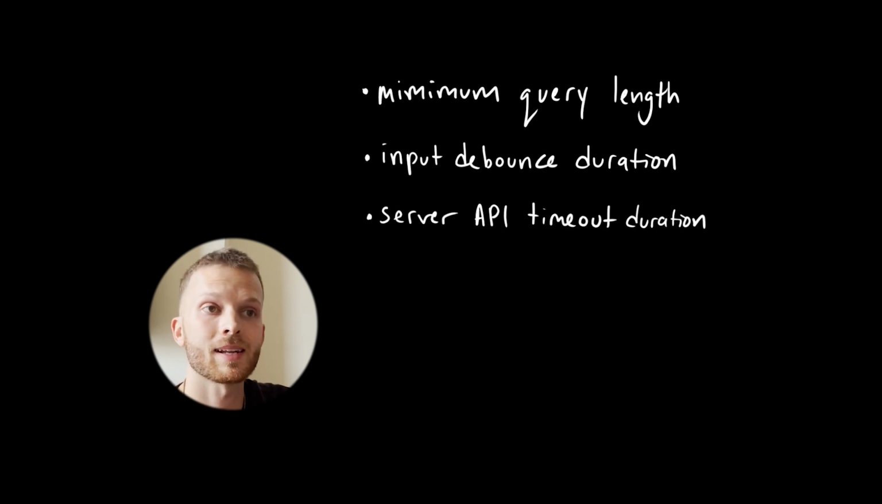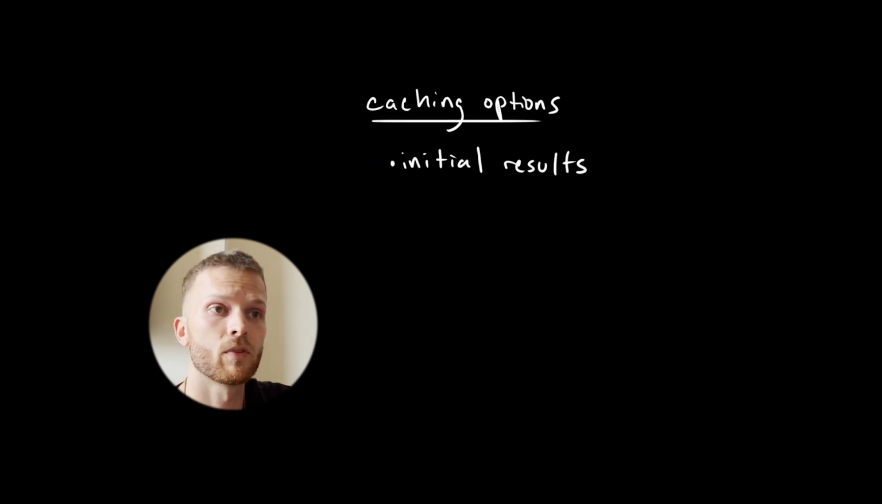We should also provide an API timeout duration. This is useful because in the event that something's gone wrong with the server, we don't want it to just hang forever. It should actually give us some useful error or feedback if it's been idle for a certain period of time. We should also provide some options relating to the caching mechanism, which we'll talk about more at length in just a bit. Very high level, these will include things like initial results.